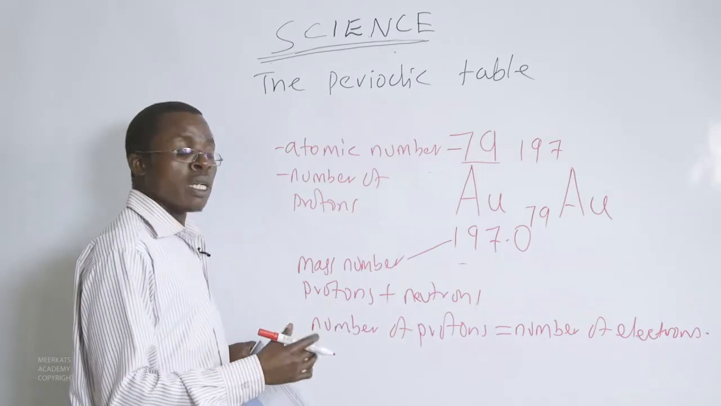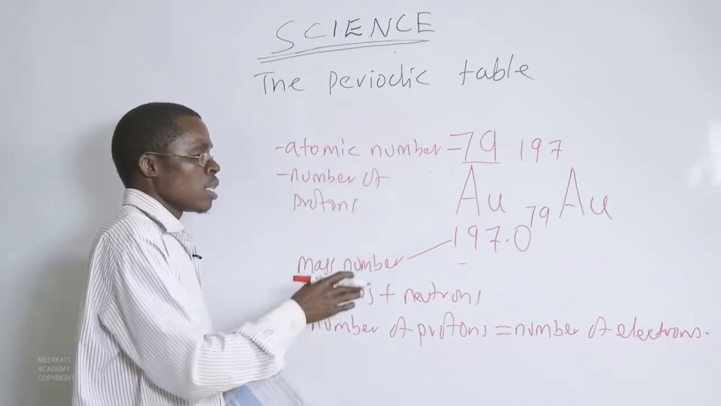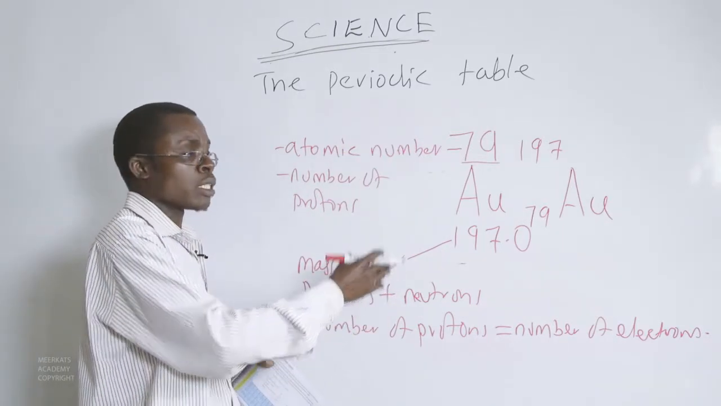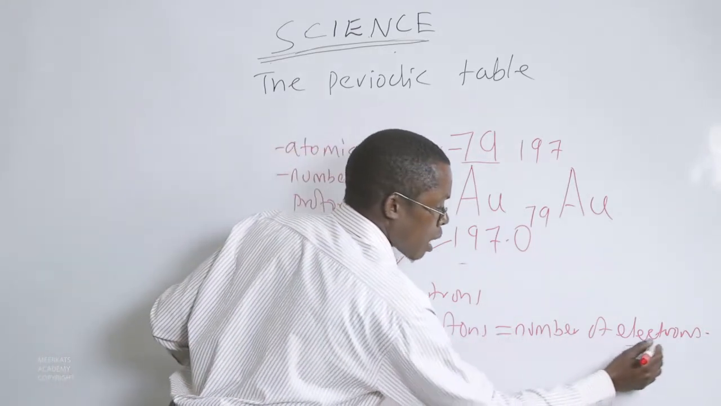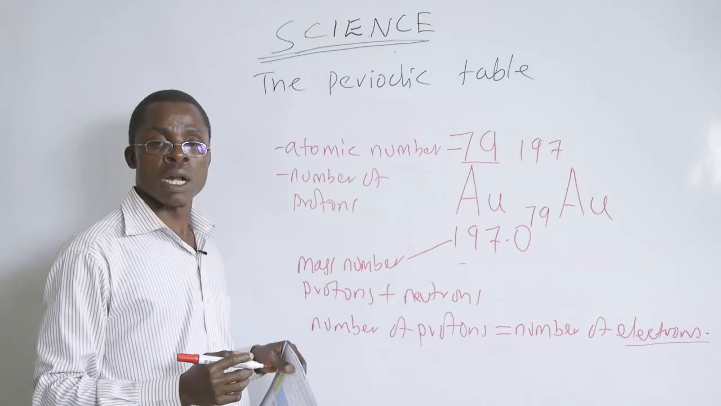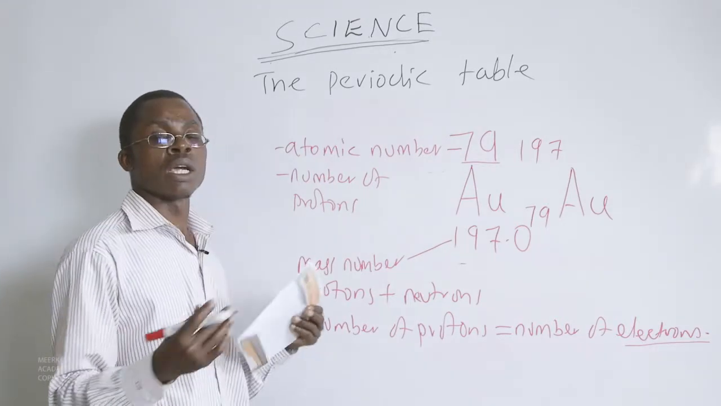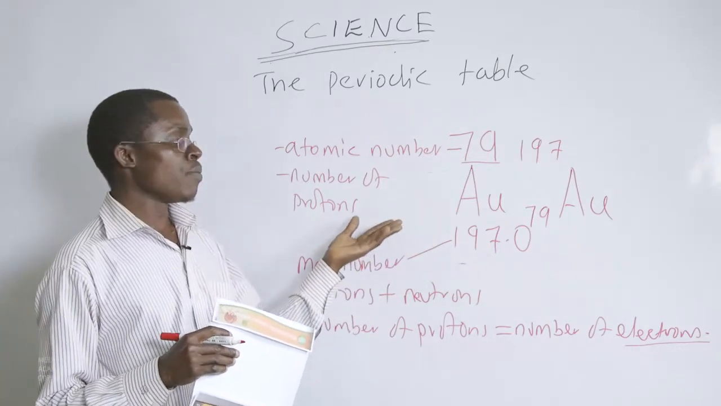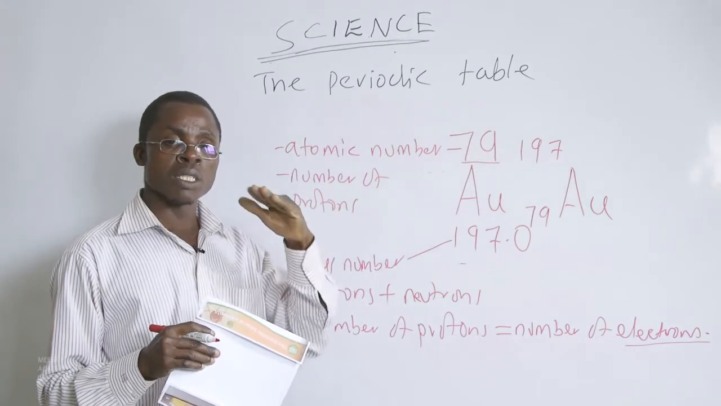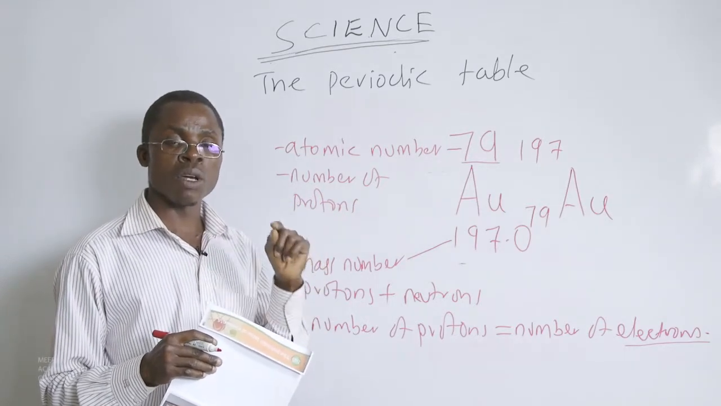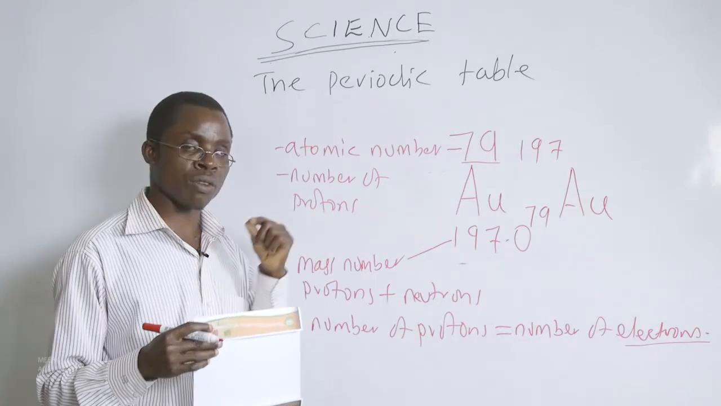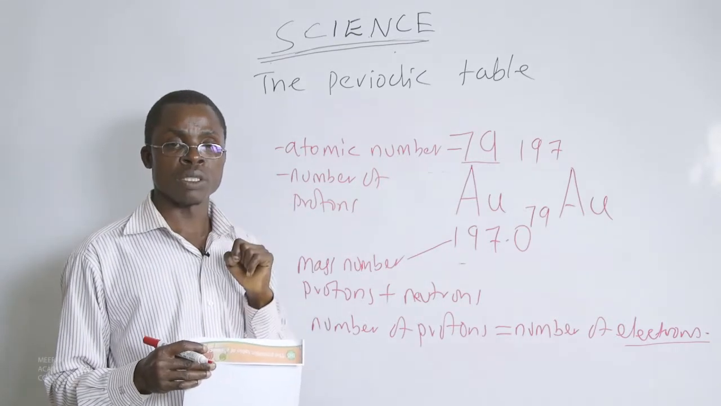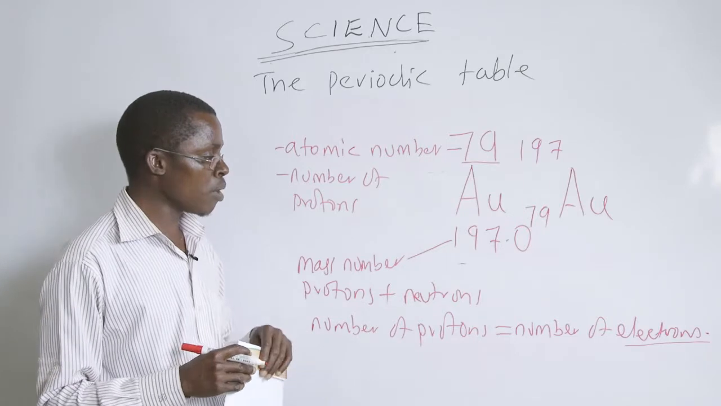Why is it important? It is important because for us to arrange them in the columns and in the periods, that is in the groups and the periods, electrons are used. Electrons are used in what we call electronic configuration. That's why, if you can remember, I said that for you to place elements in periods, you look at the number of electrons in the outermost energy level or outermost orbit. We are checking on the number of electrons.